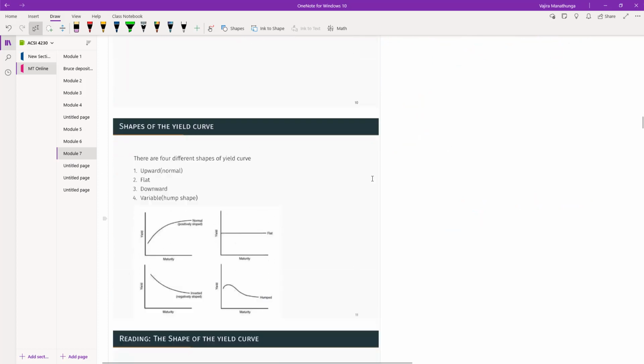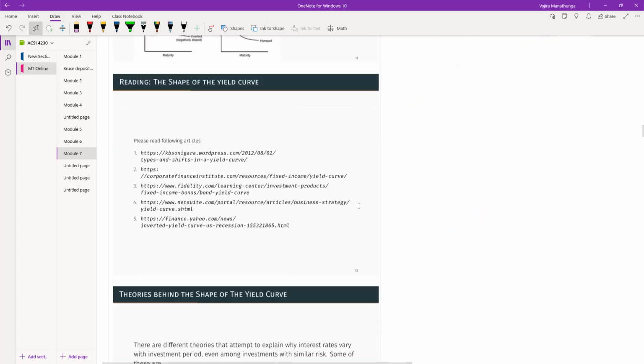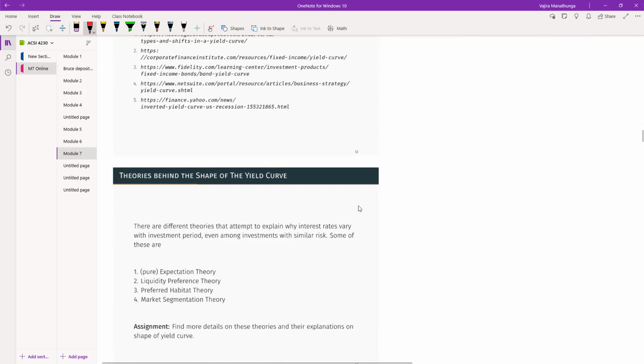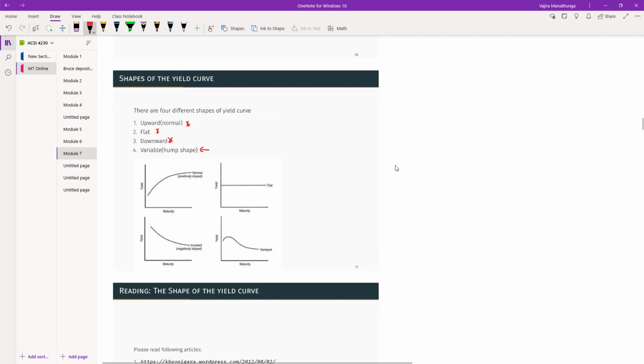Now, when you do this, you will see several types of shapes. These are the three main types, and this kind of in-between hump shape. So let's discuss why we see these shapes. There are theories about them. Here I listed those theories: pure expectation theory, liquidity preference theory, preferred habitat theory, and market segmentation theory. I would like you to search on these theories and find how they explain these shapes. But for now, I will just give some basic explanation.